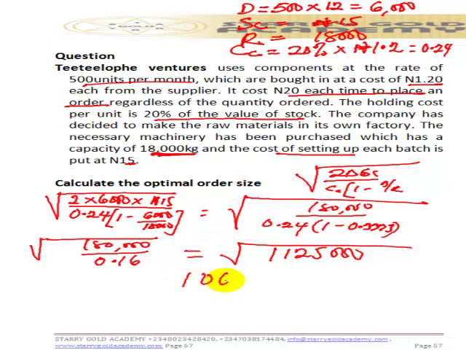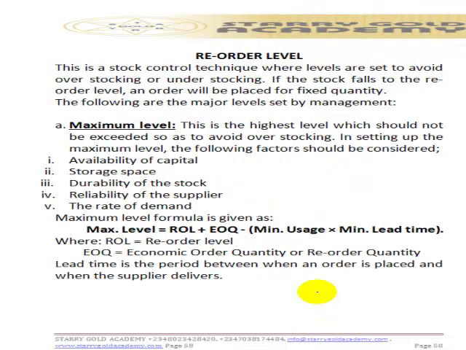so that is 1060.66. So approximately 1061 units. So the batch size will be 1060 units. That is the number of units that would be produced per batch. Now, having said this, we have found the economic batch size. Then we can move to the next aspect of inventory control, which is reorder level. So that is the second aspect of inventory control.